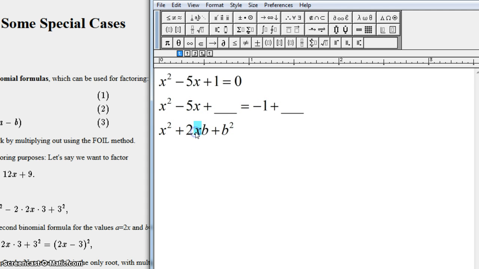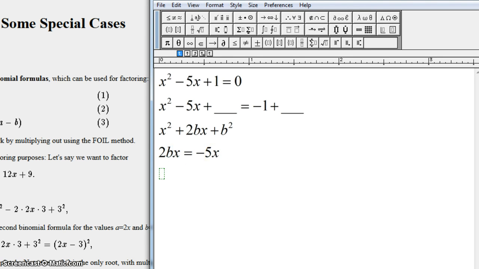So let me move this x actually. So we have x squared plus 2bx plus b squared, right? So what is this 2bx? Well, we want these to be the same, right? So let's look at this. What if we said 2bx equals negative 5x, right? Then this 2b is our b term, right? So we want to solve for what b is so that we can write it here. So let's solve for b.